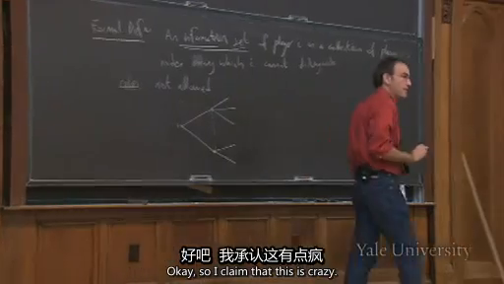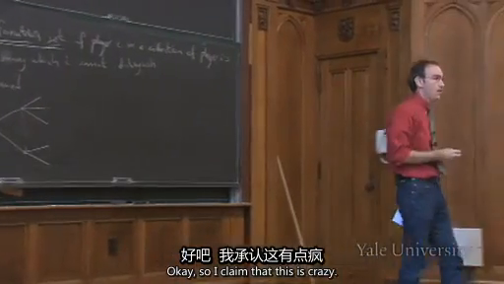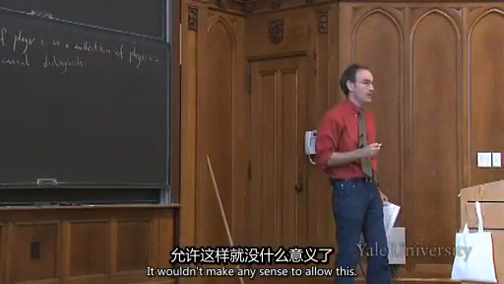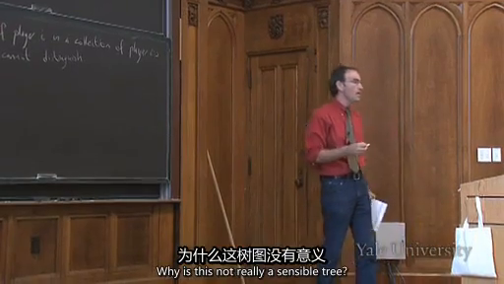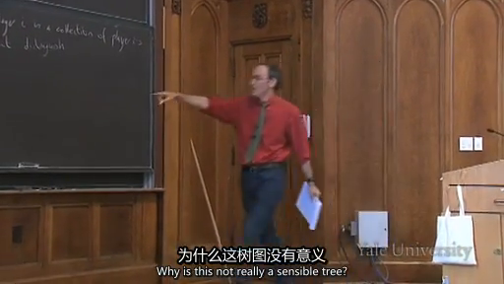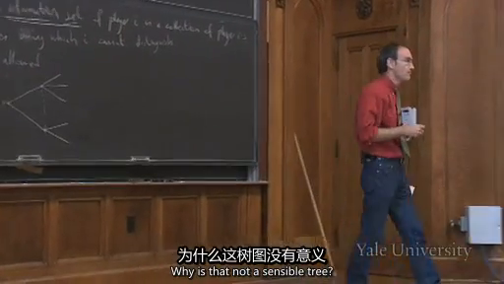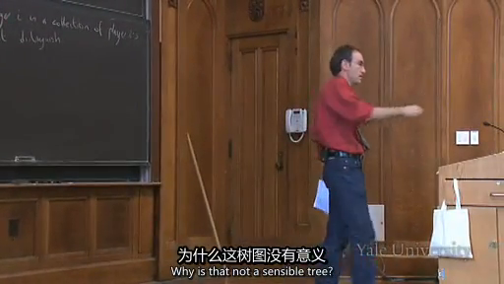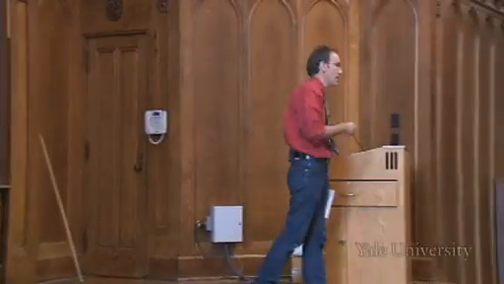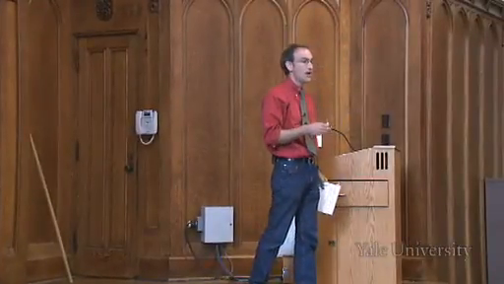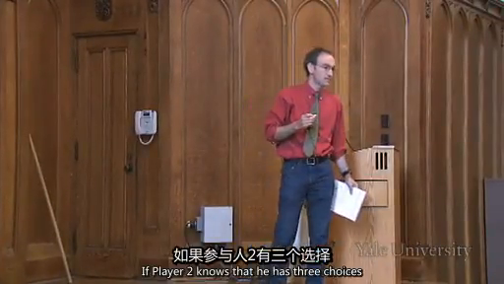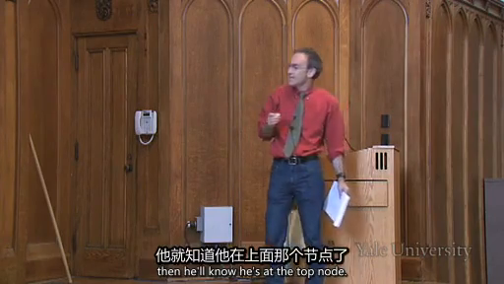Okay, so I claim that this is crazy. We couldn't allow this. It wouldn't make any sense to allow this. Can anyone see why? Why is this not really a sensible tree? Do you want to grab somebody? Yeah, Ali, there's just the guy behind you. Yeah, that's good. That's great. Shout out. If player 2 knows that he has 3 choices, then he'll know he's at the top node.